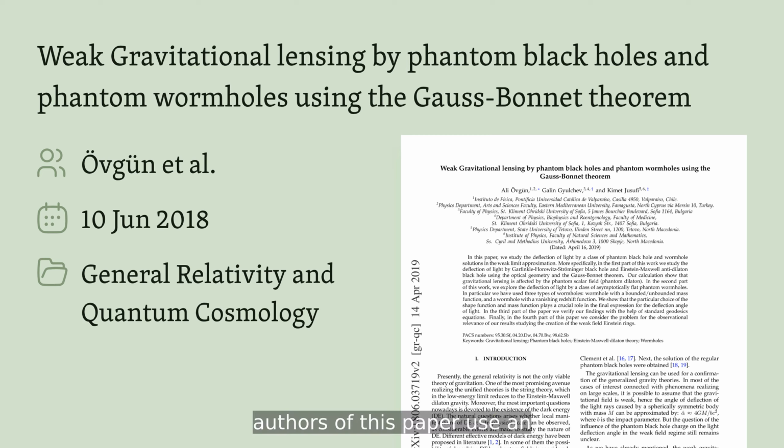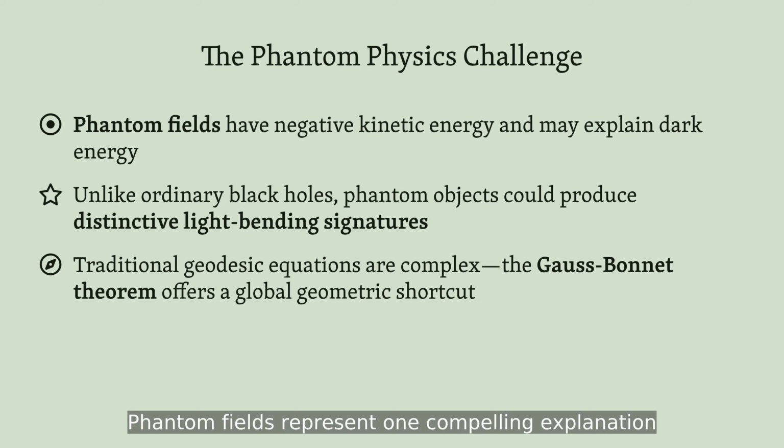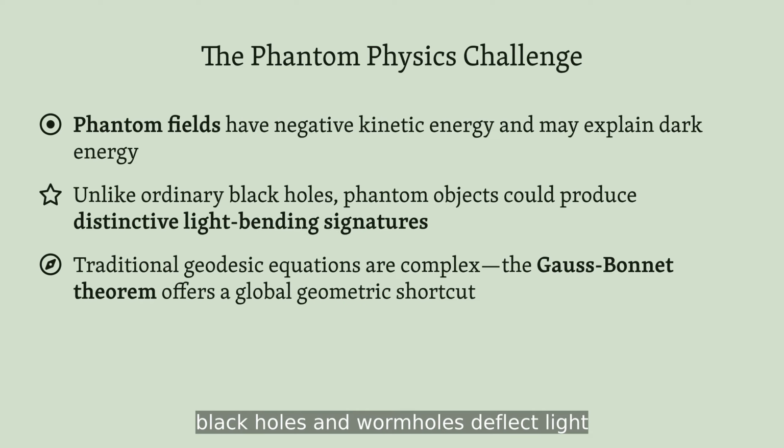The authors of this paper use an elegant mathematical tool, the Gauss-Bonnet theorem, to find out exactly how much these strange objects deflect light. Phantom fields represent one compelling explanation for the universe's accelerating expansion. These fields behave strangely. They carry negative kinetic energy, fundamentally different from ordinary matter. The question is whether phantom black holes and wormholes deflect light differently enough that we could actually observe the difference through telescopes.